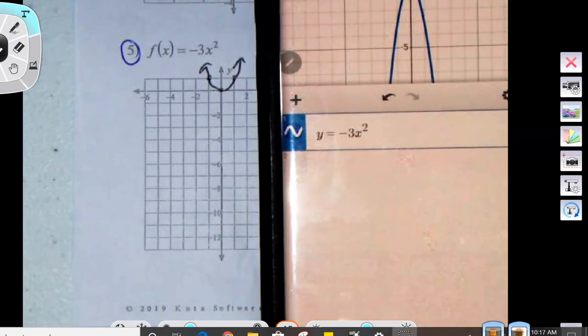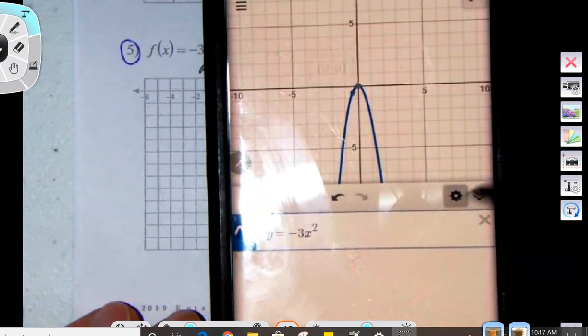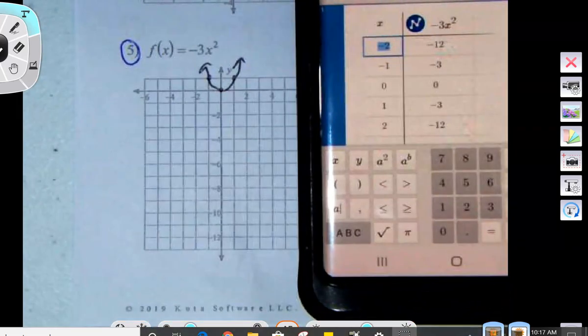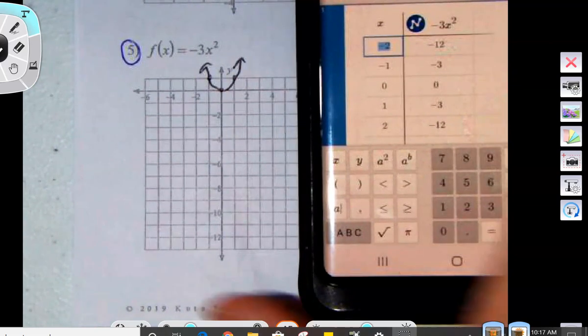And if we click, our vertex again is 0, 0. So super nice, it defaults to that in our table. So these are the values that I need to use. Negative 2, or sorry, negative 2, negative 12, negative 1, negative 3, 0, 0, 1, negative 3, and 2, negative 12. Again, if I put that vertex in the middle, we should have that symmetry piece there for us to be able to graph those.